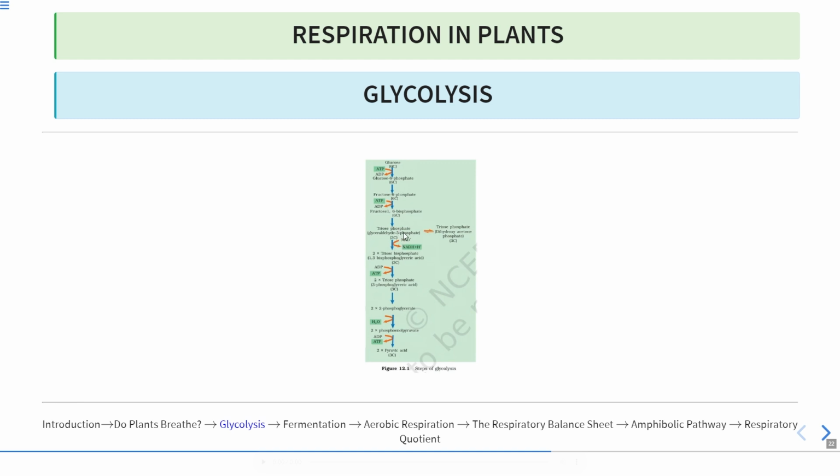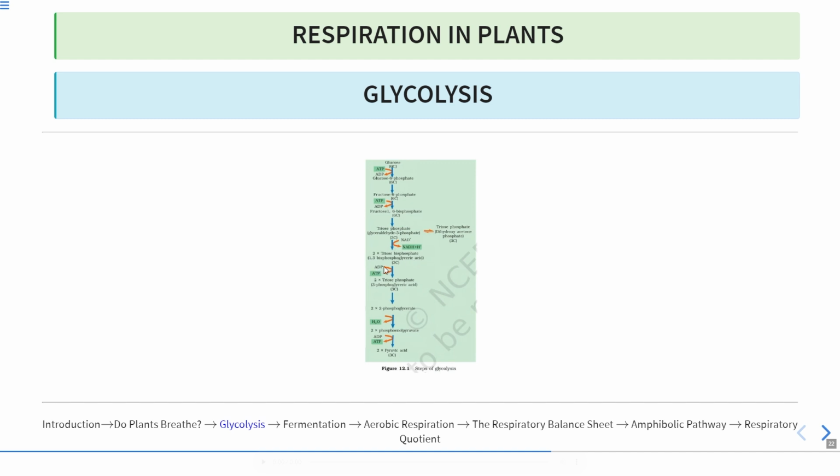Now with this glyceraldehyde 3-phosphate, there is a synthesis of NADH2 molecules. Two molecules of 1,3-bisphosphoglyceric acid are formed because there are two triose phosphates. Here also there is a requirement of an enzyme, called triose phosphate dehydrogenase.